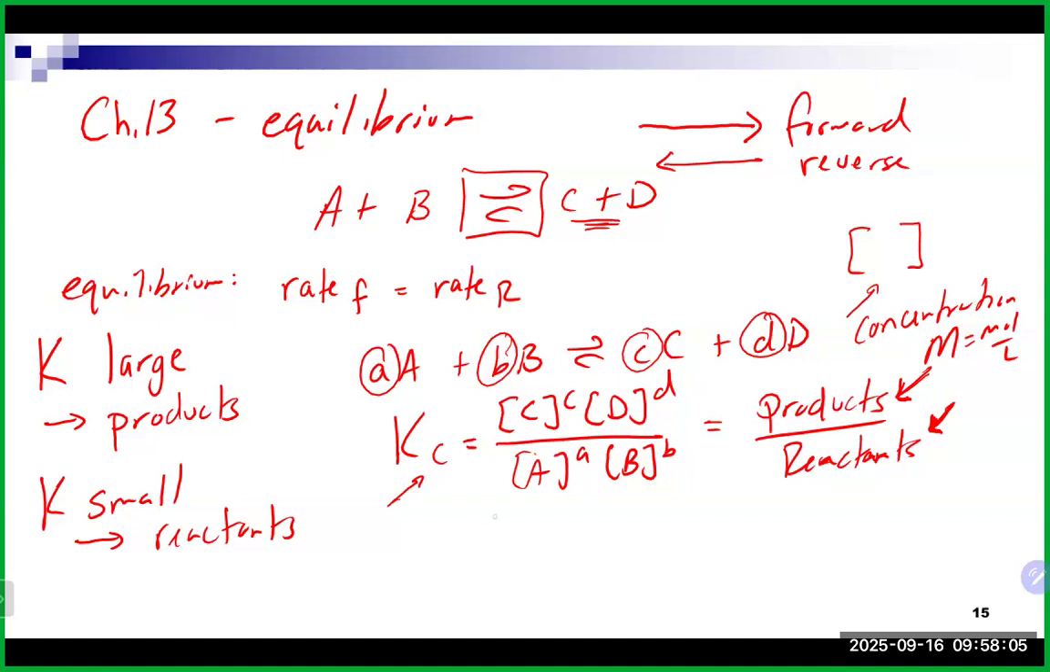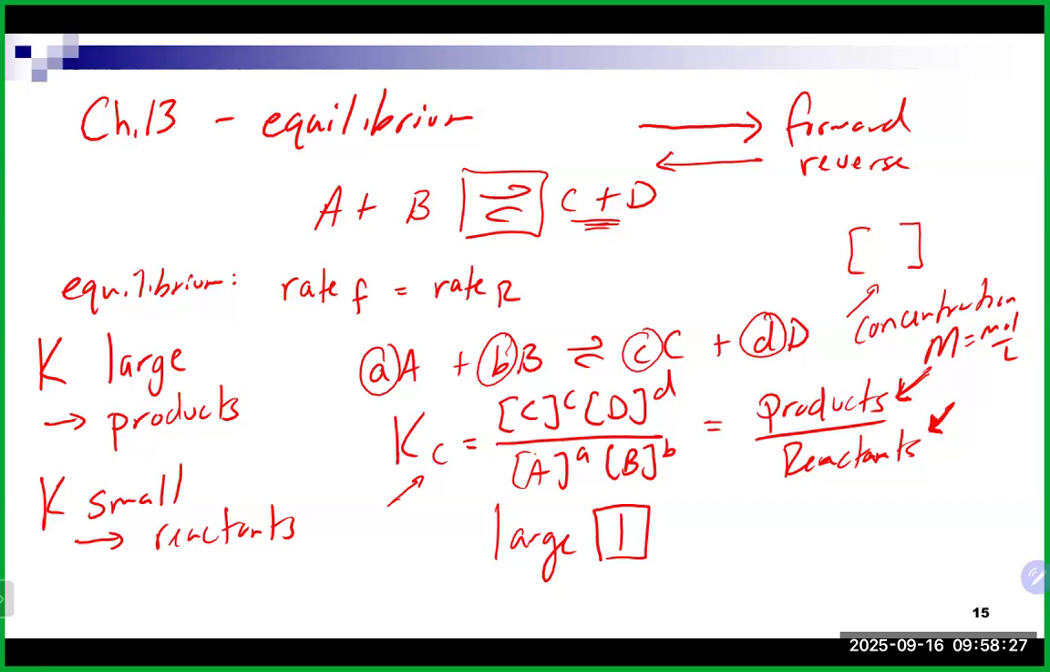Remember that what we consider a large value of K is 1. So anything above 1 is considered large. Anything less than 1 is considered small. And there are some extremes, as we talked about. You could have really, really large K values, and really, really, really small K values, and you can have K values anywhere in between.